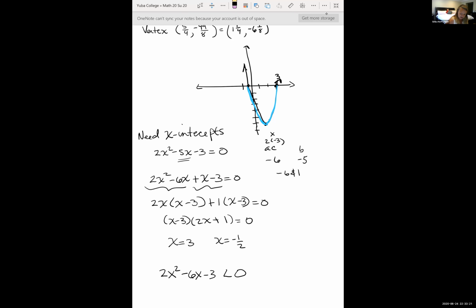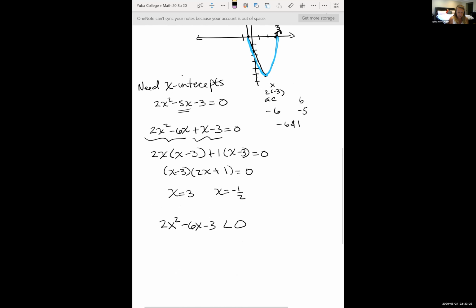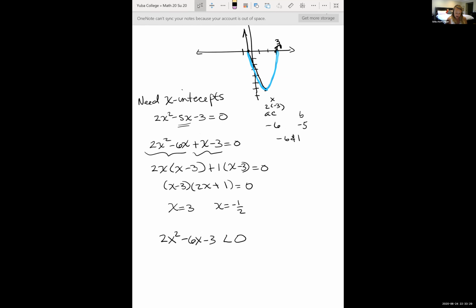Well, the y values where it's less than 0 is that piece that's falling below the x-axis, and the x values that give us that, it's everything in between this -1/2 and this +3. Another way to write it is -1/2 has to be less than x, which has to be less than 3. So there's our solution.